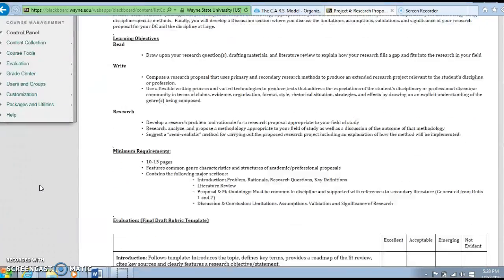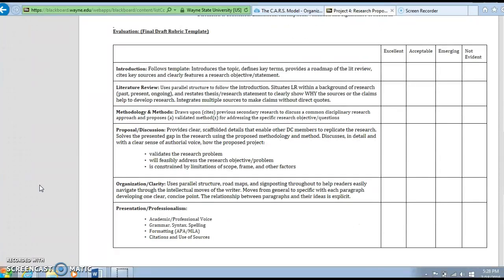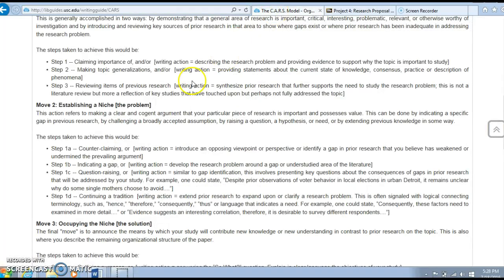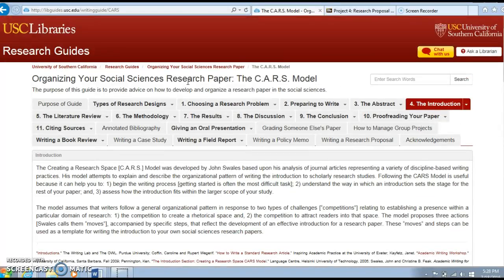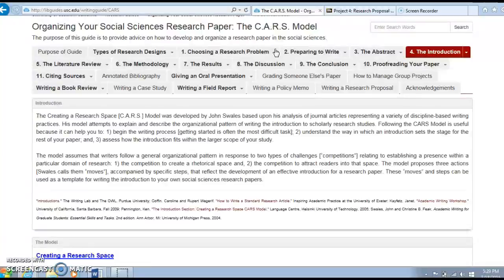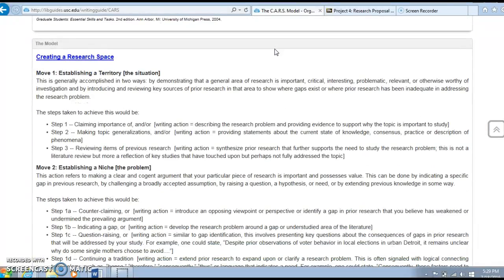So as you've been reading, what this assignment is going to ask you to do for the introduction is to follow a very specific way of writing an introduction, which is called the CARS model by John Swales. So I did send you a link to a website that explains and breaks down the CARS model. The website is from the University of Southern California. It's their library research guide.